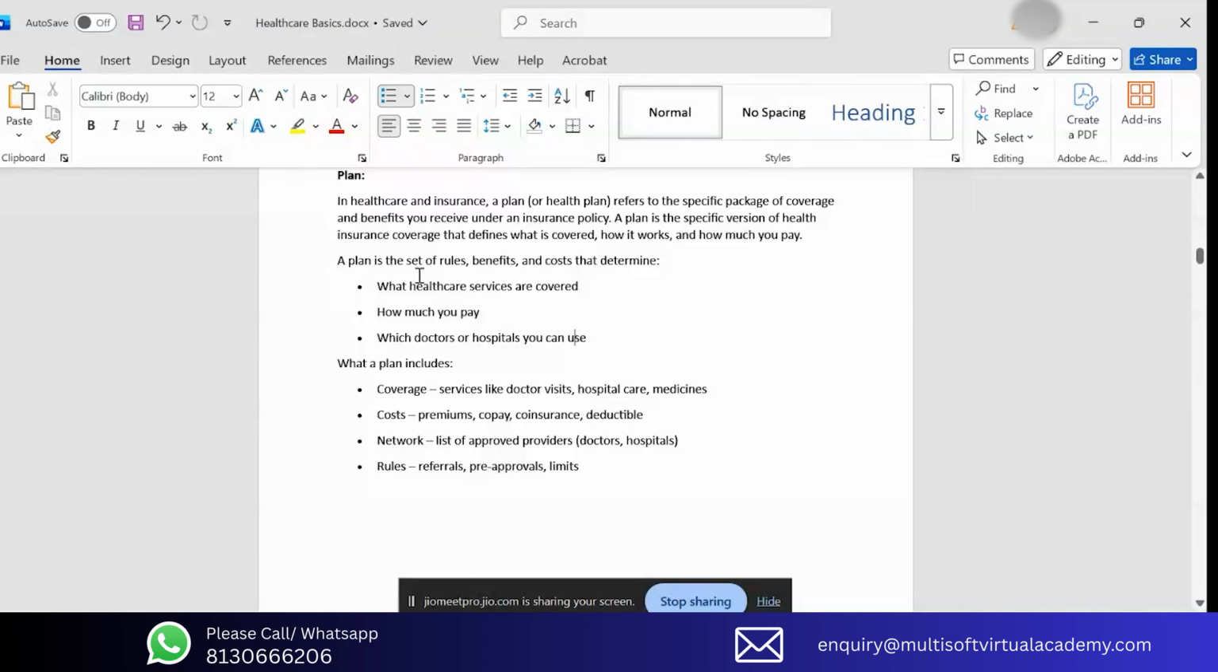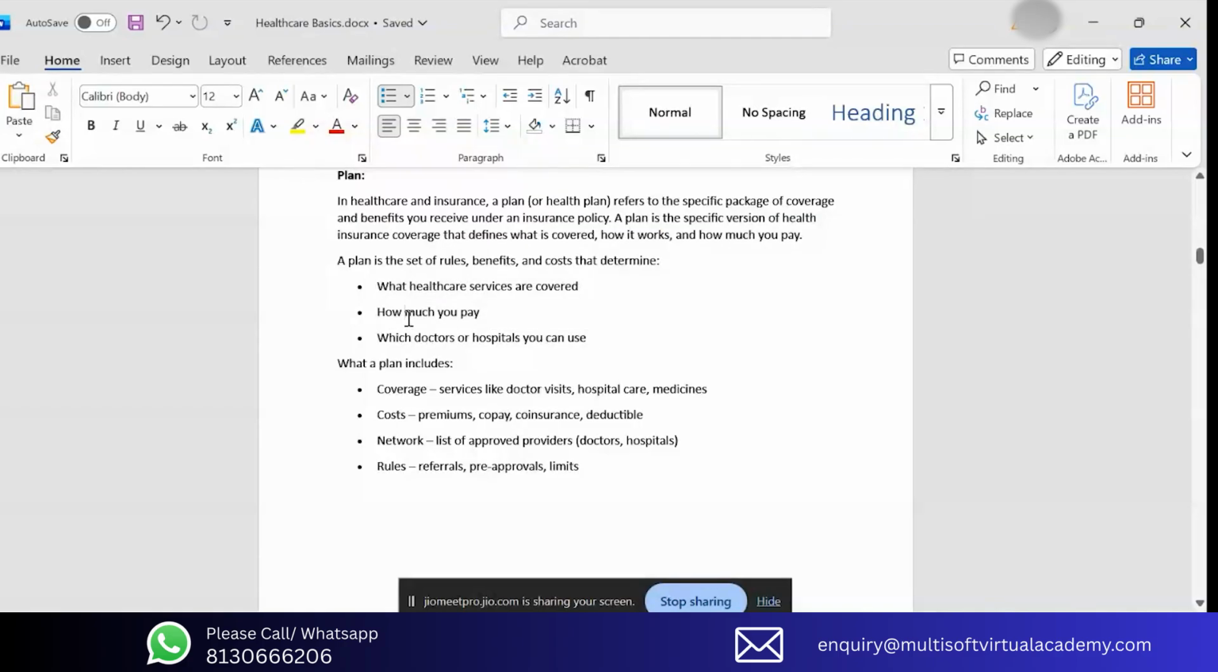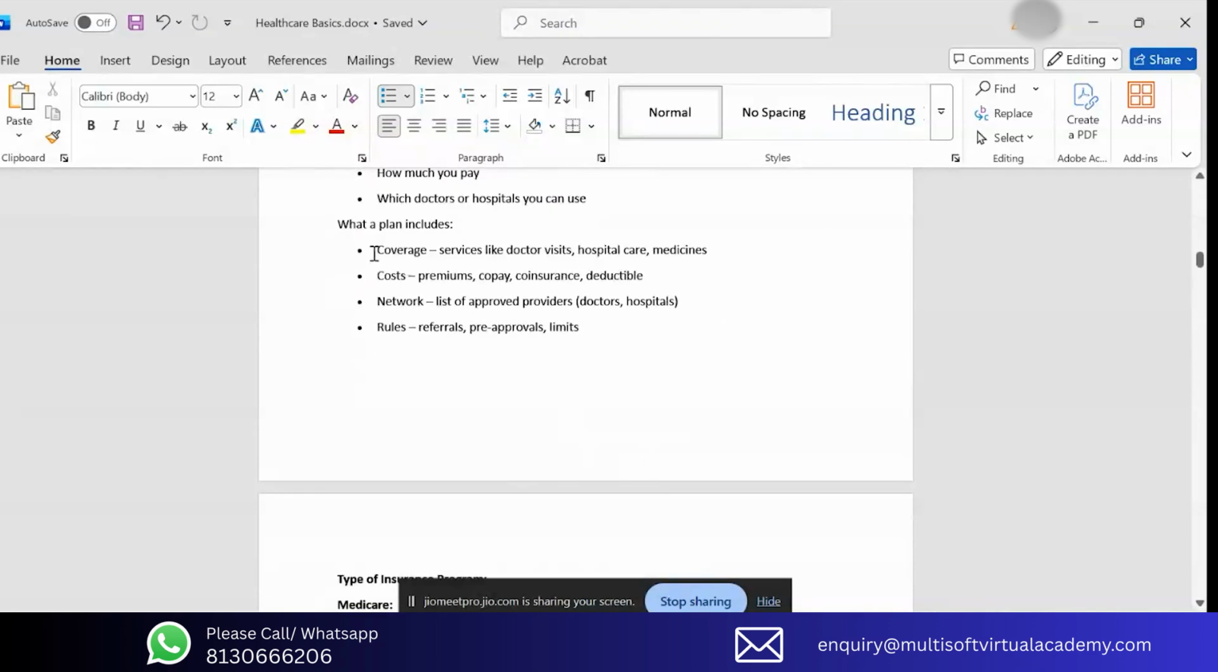So when you say a plan, the basic set of rules it determines are what healthcare services these plans cover, how much you pay, what is the premium you're going to pay, according to the services you're going to avail under your plan, how many doctors are being covered, how many specialists are being covered, and what hospitals are being covered. Those are the key features you need to look into when you choose a plan. A plan covers all doctor visits, hospital care, medicines.